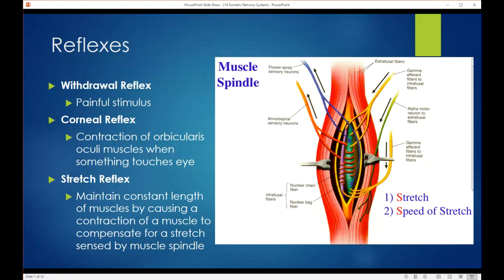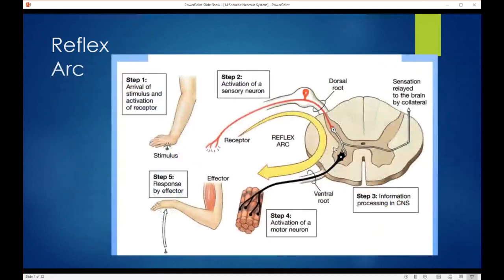And you can actually get to a point where you can consciously control that. For instance, if you wear contact lenses, you can hold your eye open and put your contact lens in, but that's not always the case. And then we also have the stretch reflex, and this is not something that people are really aware of, but that has to do with maintaining a constant length of our muscles, because we cause a contraction of the muscles compensating for that stretch. We sense that stretch along what's called a stretch spindle, which is right here.